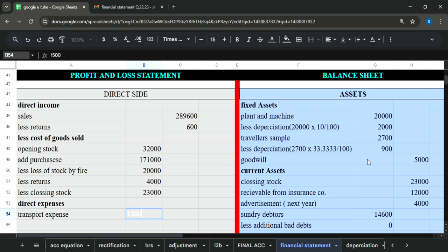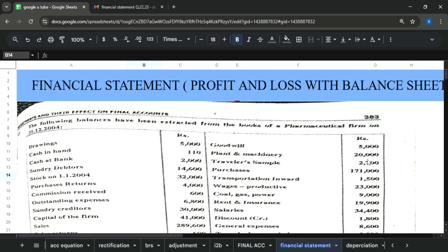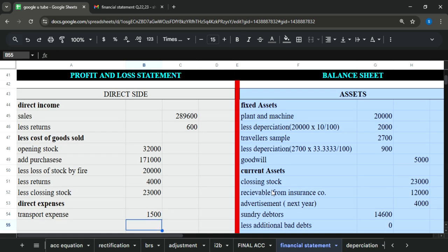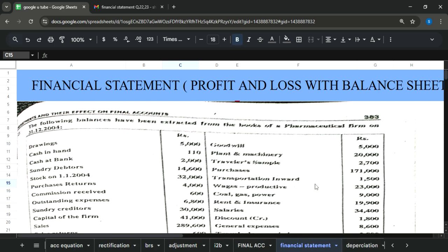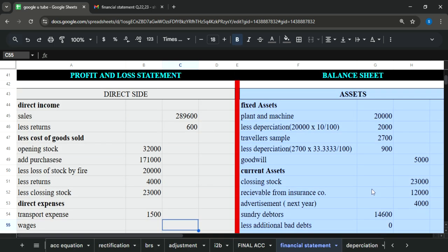Now again a zero was extra. I am not in a position today to write exact amount. Wages, it's part of direct expense. So you will write wages over here. Amount of wages 23,000. So 23,000 would be posted over here.